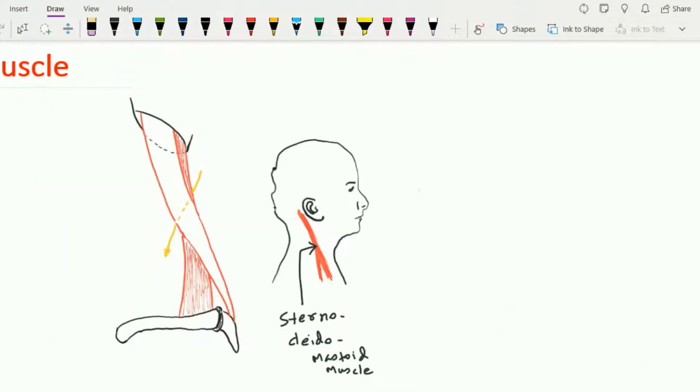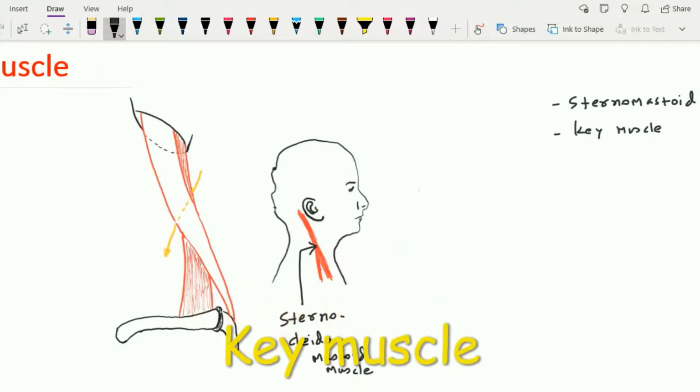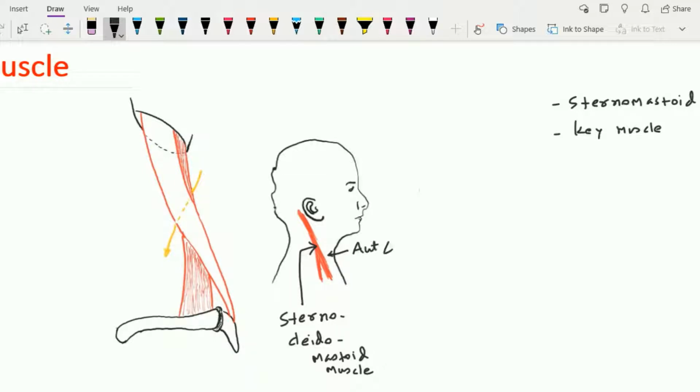In short, this sternocleidomastoid muscle is also called the sternomastoid muscle, as this muscle passes obliquely in the neck, and that's why it divides the neck into its anterior aspect and its posterior aspect, named the anterior triangle and the posterior triangle respectively, and that's why this muscle is the key muscle of the neck.